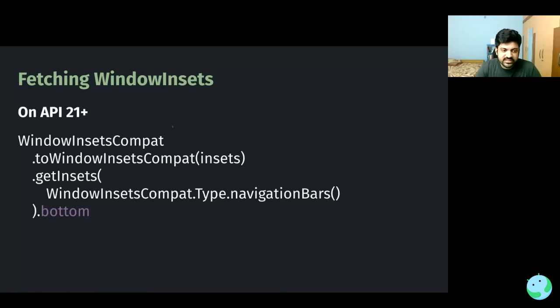The difference here is we're using the WindowInsetsCompat instead of WindowInsets to get the type of the navigation bars. And again, we use the bottom direction since we're looking for navigation bar height.